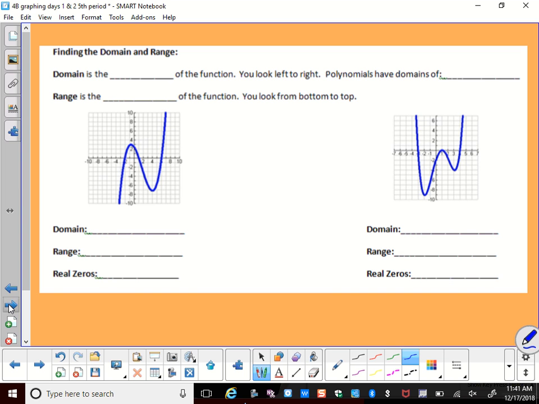All right, so finding the domain and the range. The domain is the x value of the function. You look left to right. Polynomials have domains of negative infinity to positive infinity. I keep telling you, if you have a domain for this unit, it is going to be negative infinity to positive infinity. Your range is the y value of the function, and you look from bottom to top.